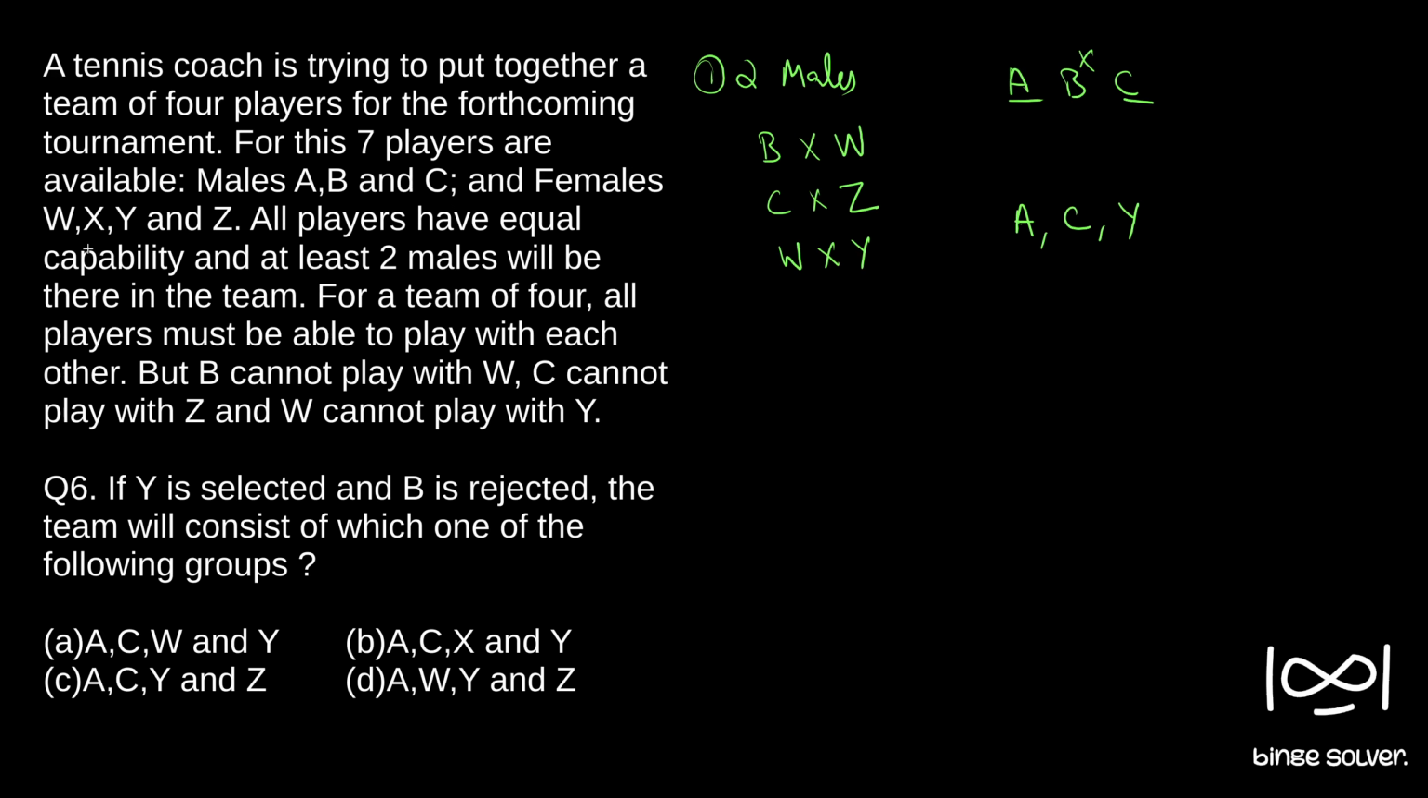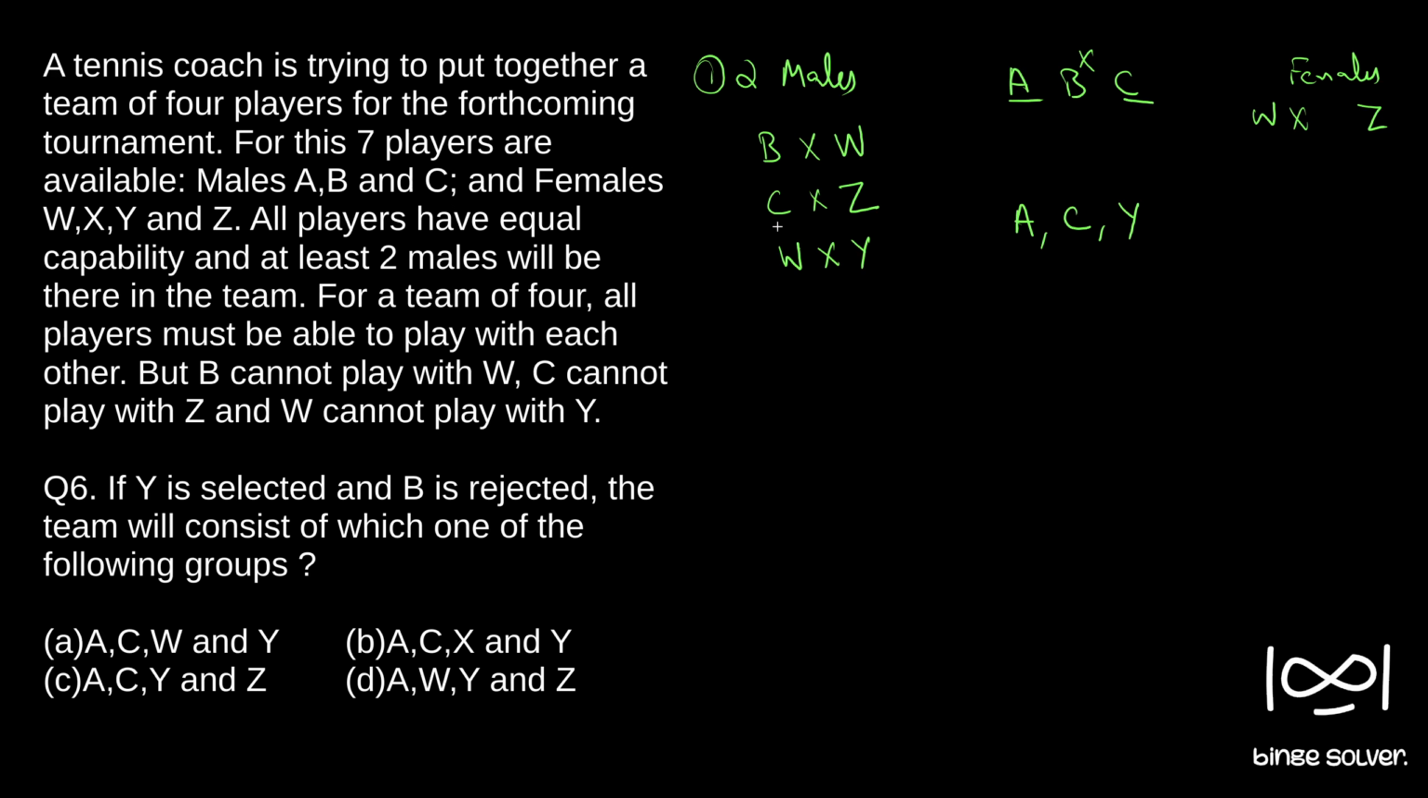If there are females W, X, Y, Z, these are the females. We need to select one female from this. Y is already selected, so this goes. So the only ones left are W, X, and Z. We have to select one from this.